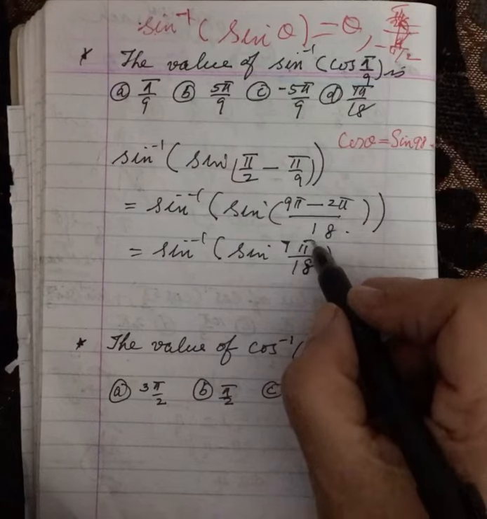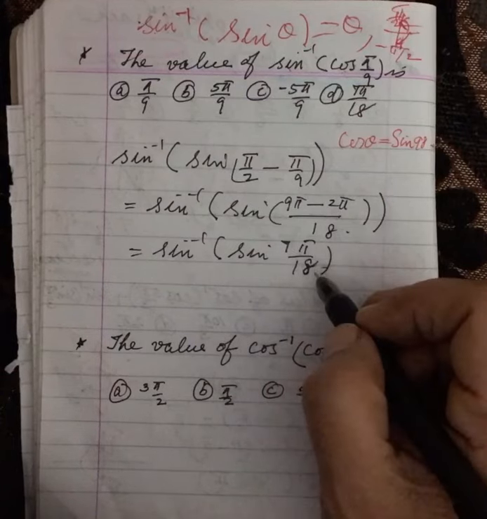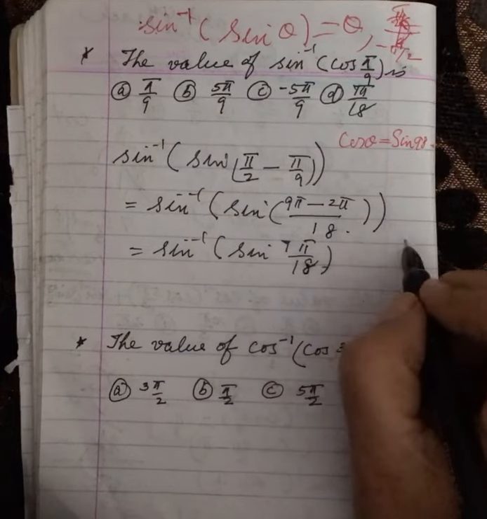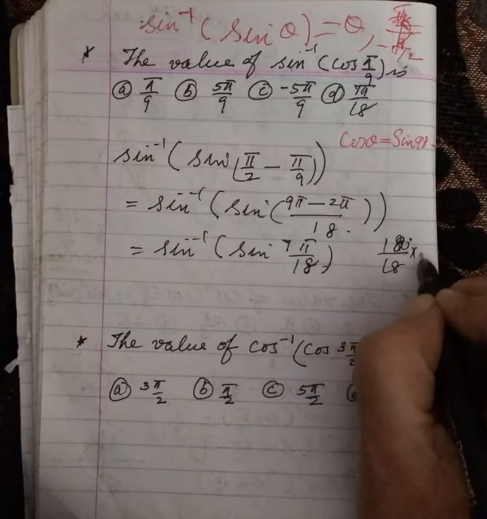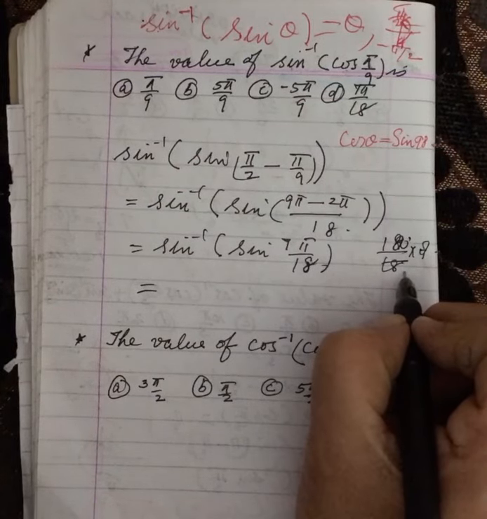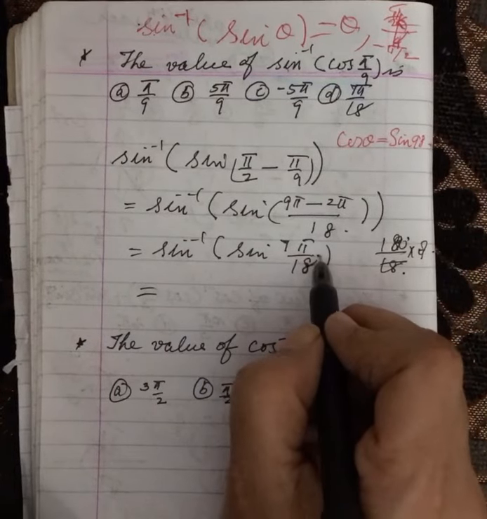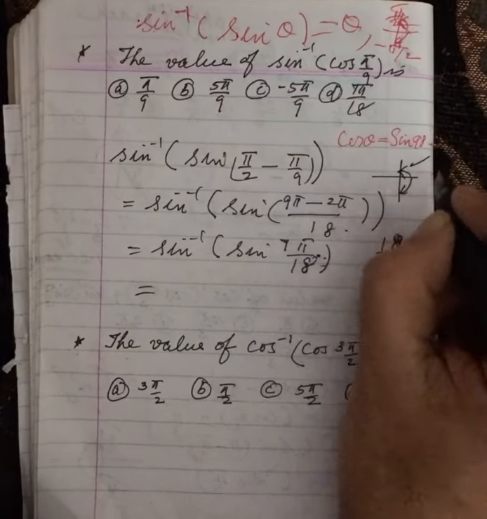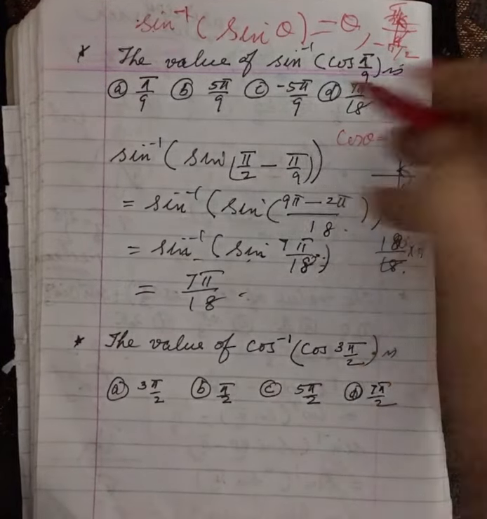Pi is 180. So 180 by 18, into 7. It is less than 90, so it is coming in the principal value branch only. 180 by 18 into 7 is 70-something degrees. So it is coming in the first quadrant only, and in the first quadrant means it is in the principal value branch of sine inverse. So it will get nullified, and your answer is 7 pi by 18. So this is your answer.